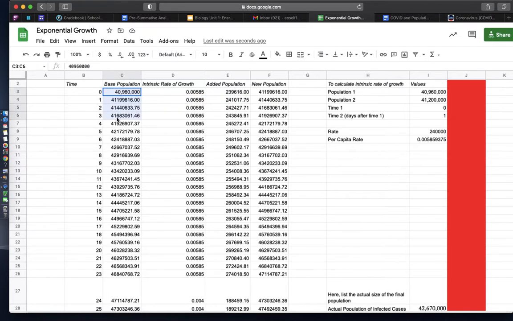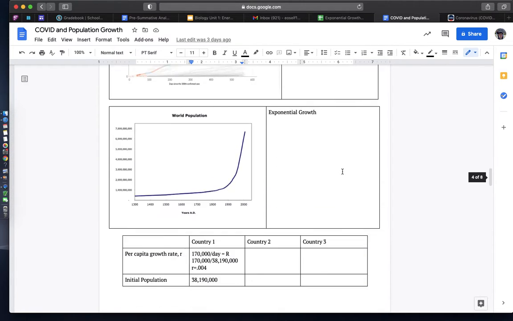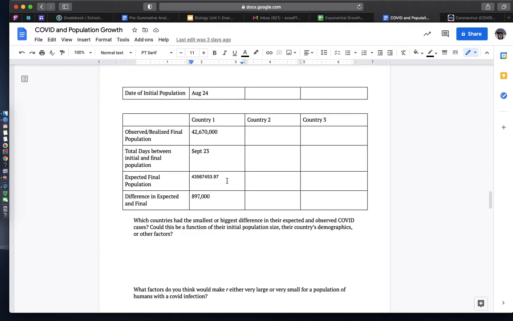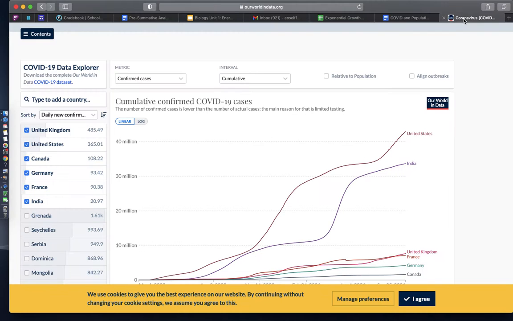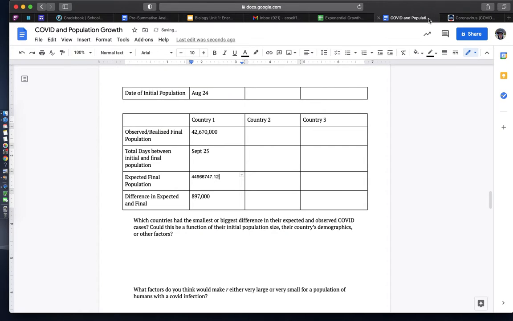So what I need to do is go down to the 15th day, which is September 25th, and it's predicting that I would have 44,966,000 people. That is in comparison to 42.90. That means that I slowed substantially. So when I talk about the number of people that I expected versus predicted, on September 25th, I expected to see quite a bit more people. I'm going to put that value in there.